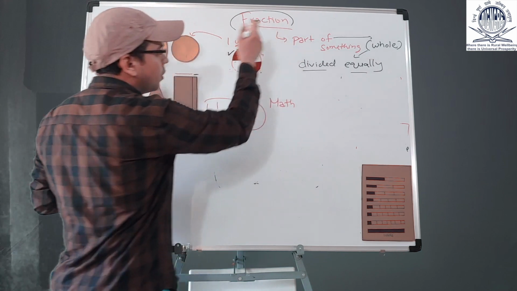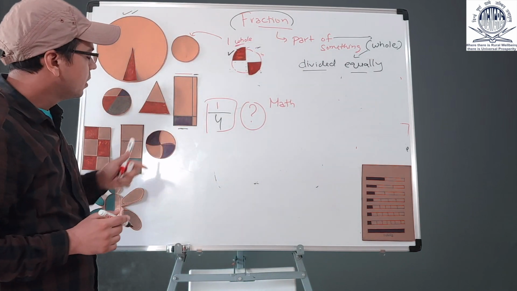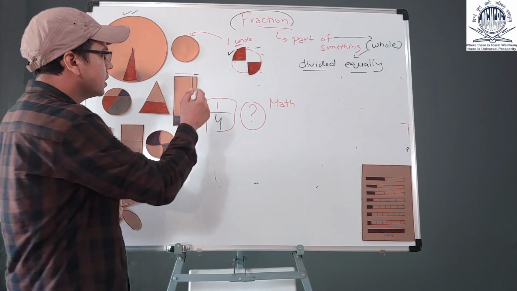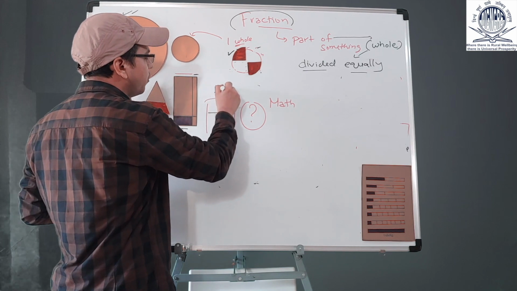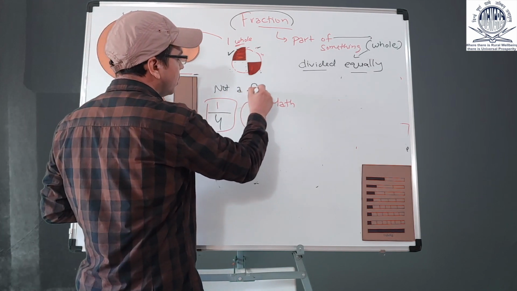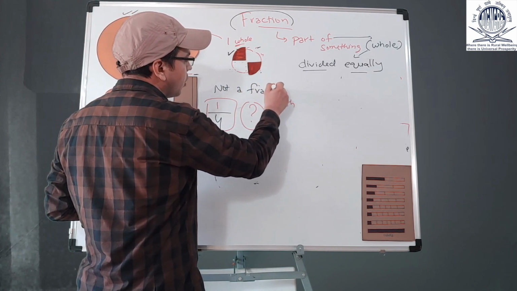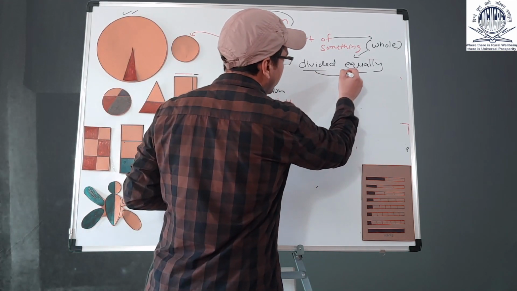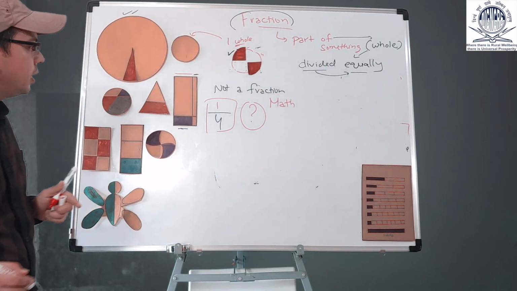Now since it does not fit into our definition of fraction, so probably we want to say, oh, this is not a fraction. Why? Because it's not being equally divided. It's not being divided equally.